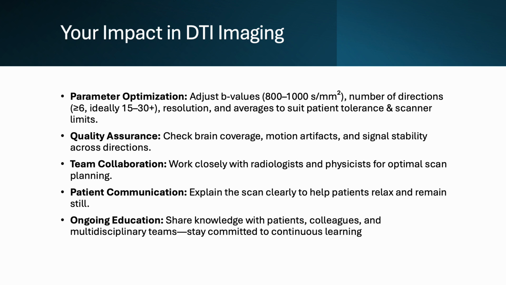So quality assurance is just as important. Some of the questions that you need to ask yourself when you're scanning are probably: does the scan cover the entire brain? Does it need to cover the entire brain? Are there motion artifacts and how can you correct them? Are there any other artifacts and how could you correct them? Is there stable signal across all diffusion directions? These checks can make the difference between usable data and a failed study.